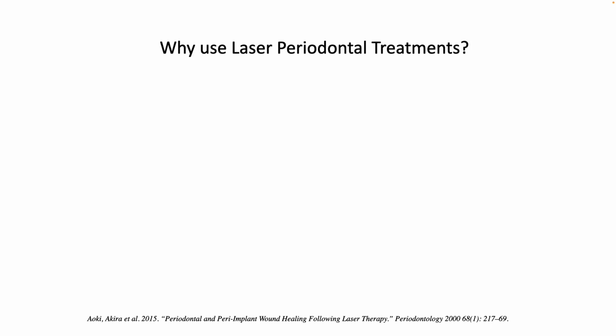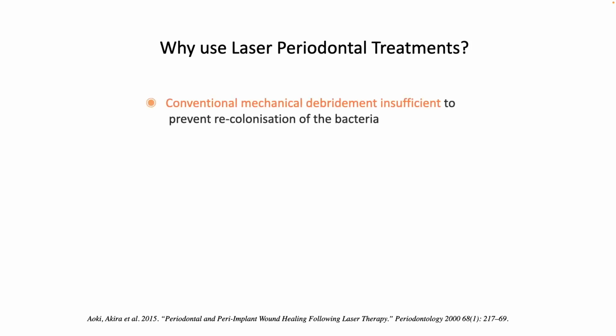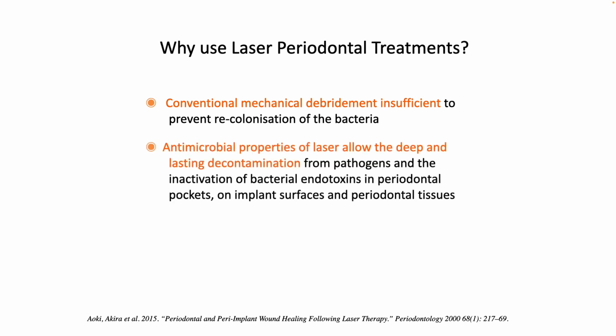So, why do we use lasers in periodontal treatment? We know that conventional mechanical debridement is insufficient to prevent recolonisation. We don't either remove enough, or they're not killed in sufficient numbers to prevent recolonisation. So by using the lasers, we allow deep and lasting decontamination. We inactivate the bacterial toxins, both on the implant surfaces and in the periodontal tissues.